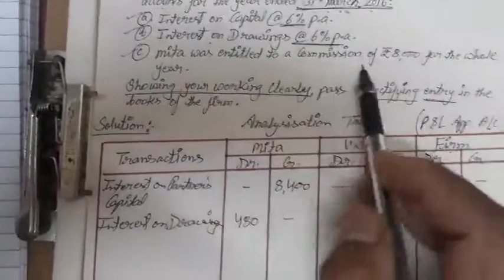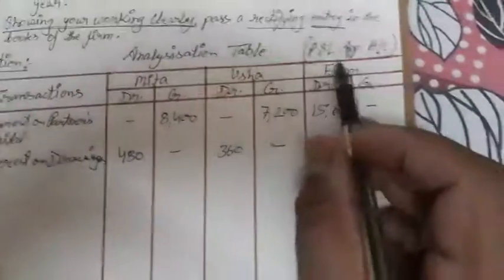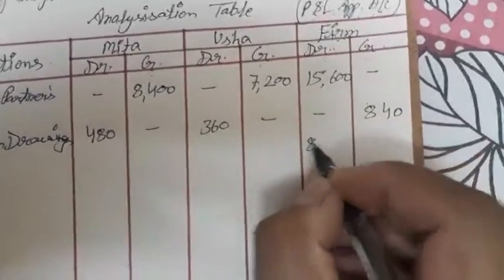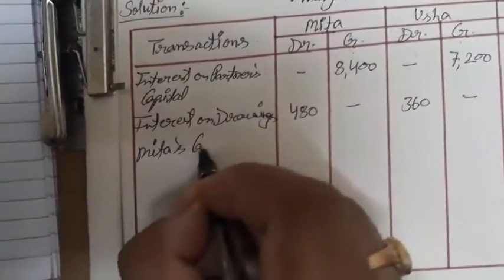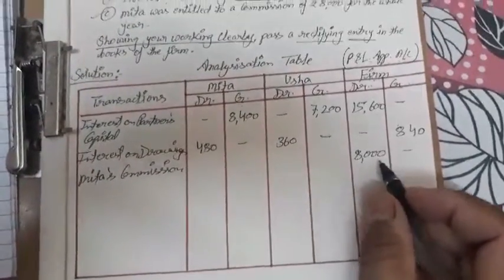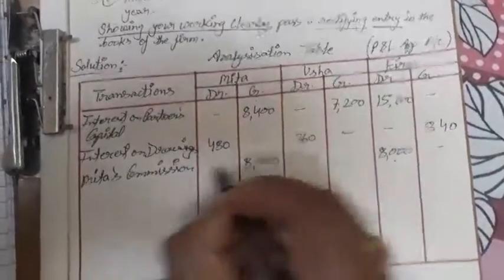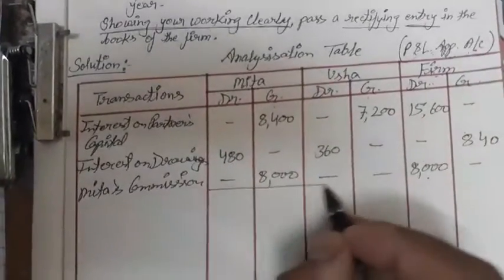Meeta was entitled to a commission of rupees 8,000 for the whole year. So in the profit and loss appropriation account, partner's commission will be on the debit side. So 8,000 rupees commission to Meeta. So we write here Meeta's commission. According to this, if the firm is debited by 8,000, then the partner will be credited by 8,000 rupees. No amount for USA is there.